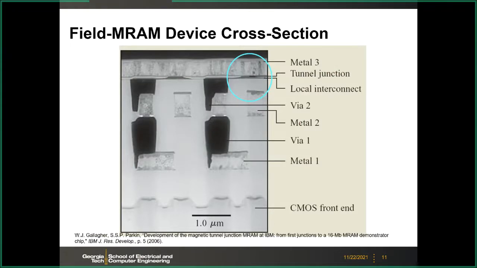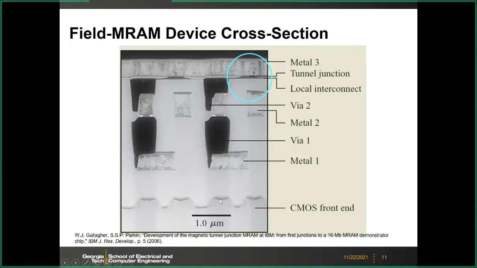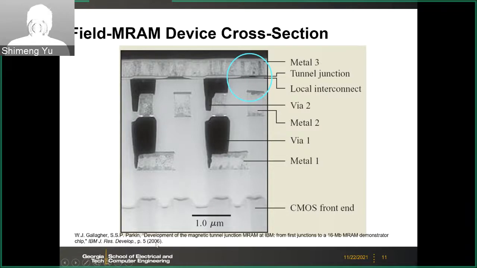So this is the structure for the field switching MRAM. And here is some real image of the fabricated chip, I believe from IBM. Of course, this is in the early 2000s, so the transistor size is a little large. But anyway, here is a CMOS transistor on the substrate. And then you have the metal wire. And then here, the MTJ is here. And then this is the write wire line.